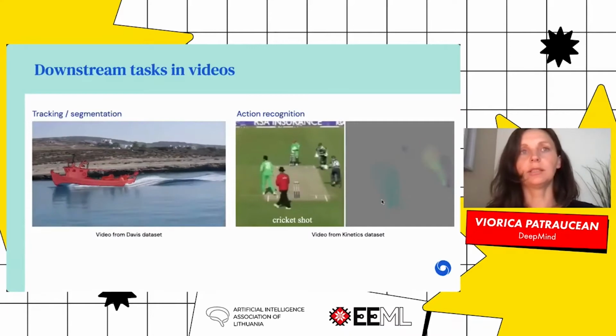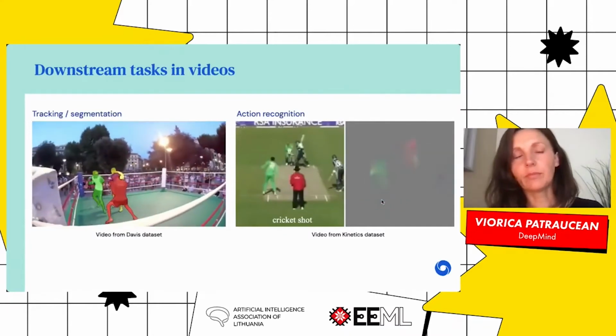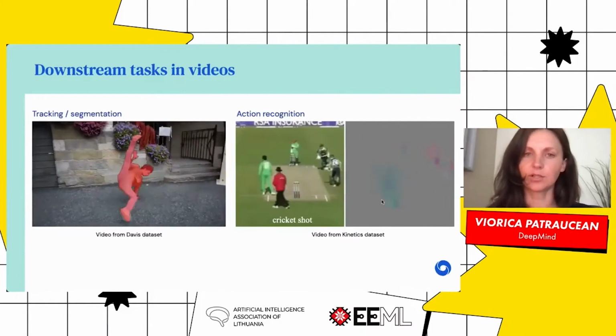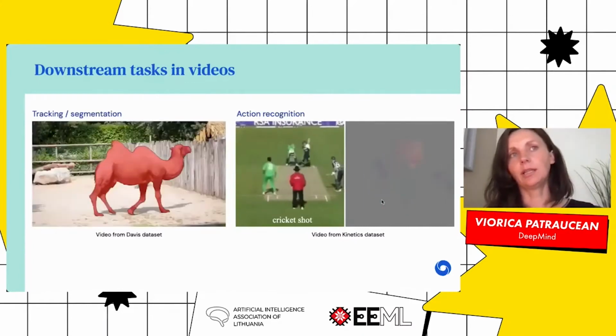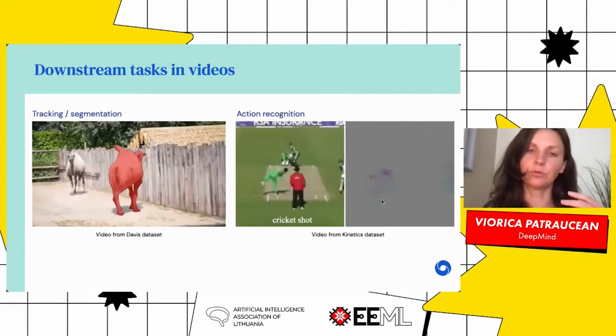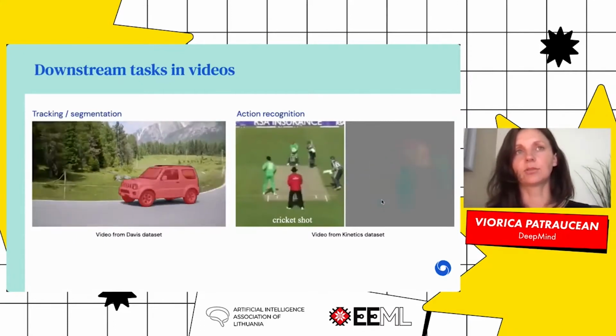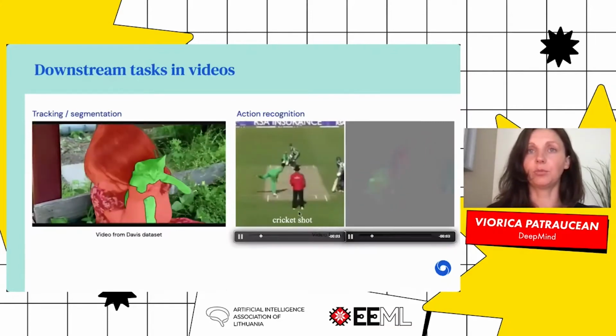You can imagine that in these kinds of tasks, especially segmentation, it's very expensive to obtain such labels. So using any kind of pre-training to have good features to start with, and then fine-tuning on these downstream tasks, is very important.